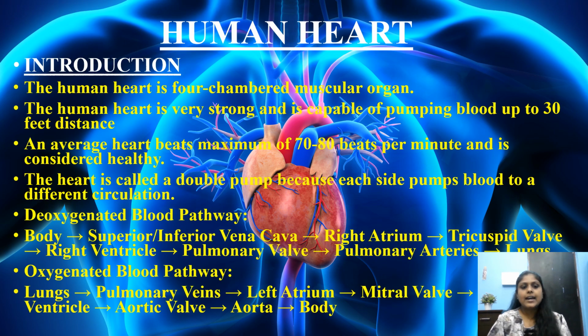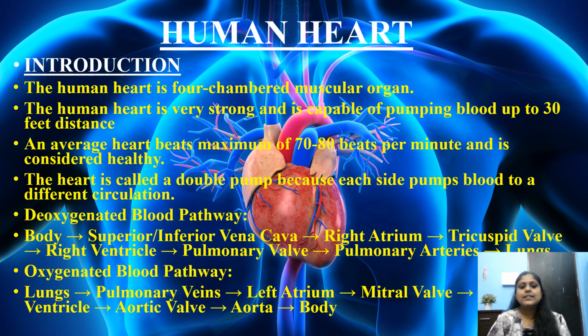Now let us see the introduction of human heart. Human heart is a four-chambered muscular organ. The human heart is very strong and is capable of pumping blood up to 30 feet distance. An average heart beats 70 to 80 beats per minute and is considered healthy. The heart is called a double pump because each side pumps blood to a different circulation.